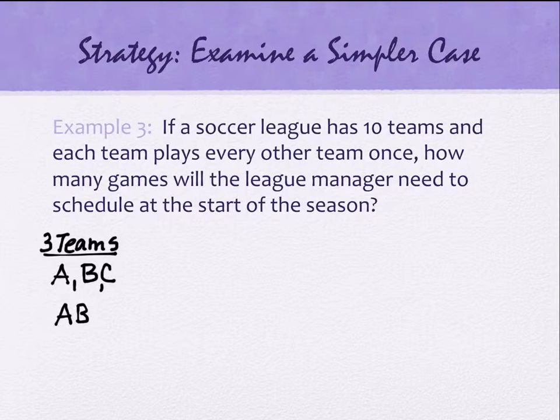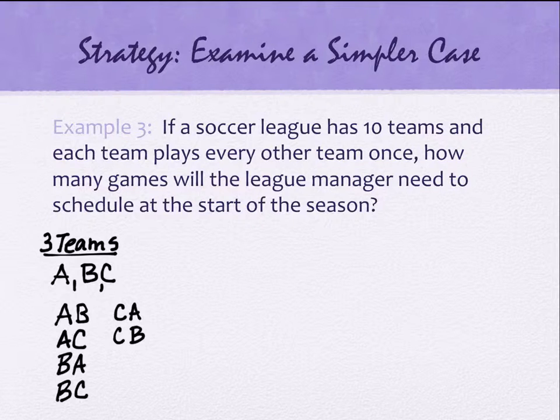Okay, so if we write down all the combinations, we would have AB and AC. We would have BA and BC. What am I missing? We would have CA and CB. These are all possible ways that I could write down the 3 teams in pairs of 2.